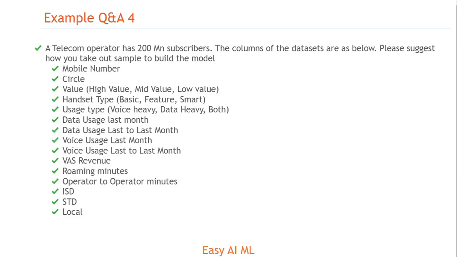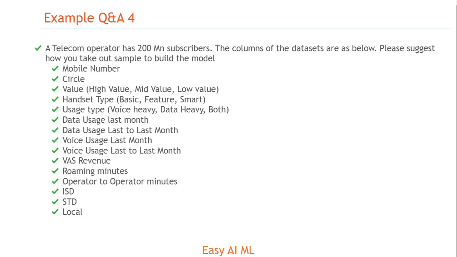Now let us move to an example question and answer. So this is for our better understanding. A telecom operator has 200 million subscribers. The columns of the datasets are as below. Please suggest how you would take out a sample to build the model. So we have mobile number, circle. Circle is just a geography. If a country has been divided into 23 circles in case of India, so these are different geographies.